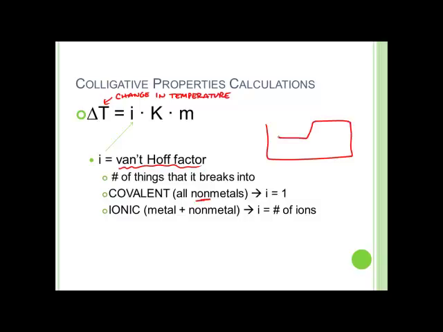Remember that staircase divides where you're at. If you're over here, you've got a nonmetal. If you're over here, you've got a metal. If it's made up of all nonmetals, then it doesn't break apart, and since it doesn't break apart, it has an i of 1.